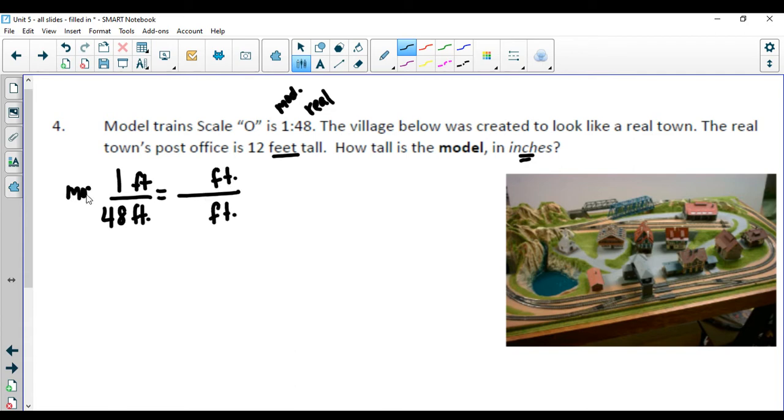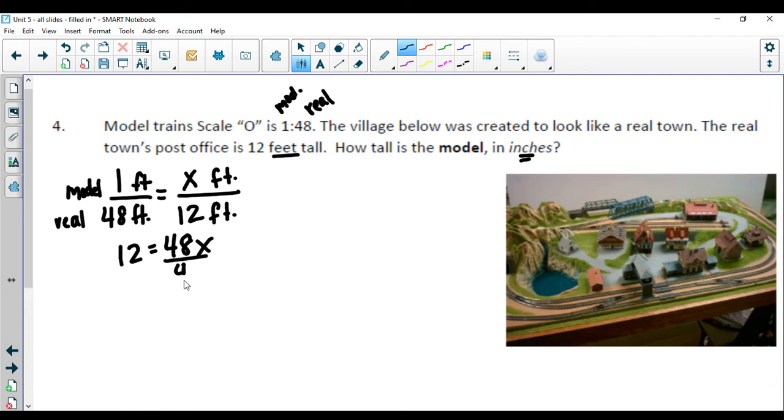So this is my model on the top and real on the bottom. The real post office is 12. So 12 feet is going to go on the bottom, and X is our 1 in the model. So we're going to go ahead and figure out the height in the model. 12 times 1 is 12.